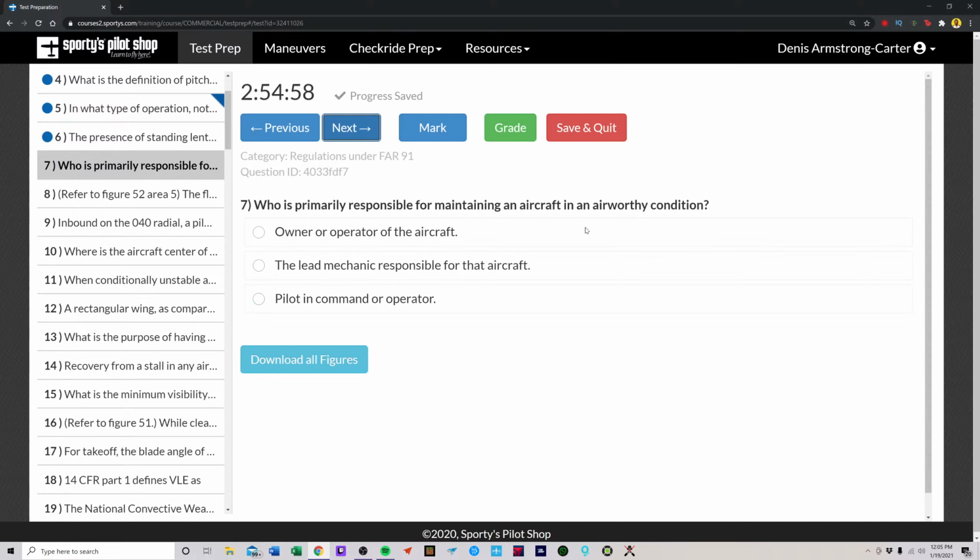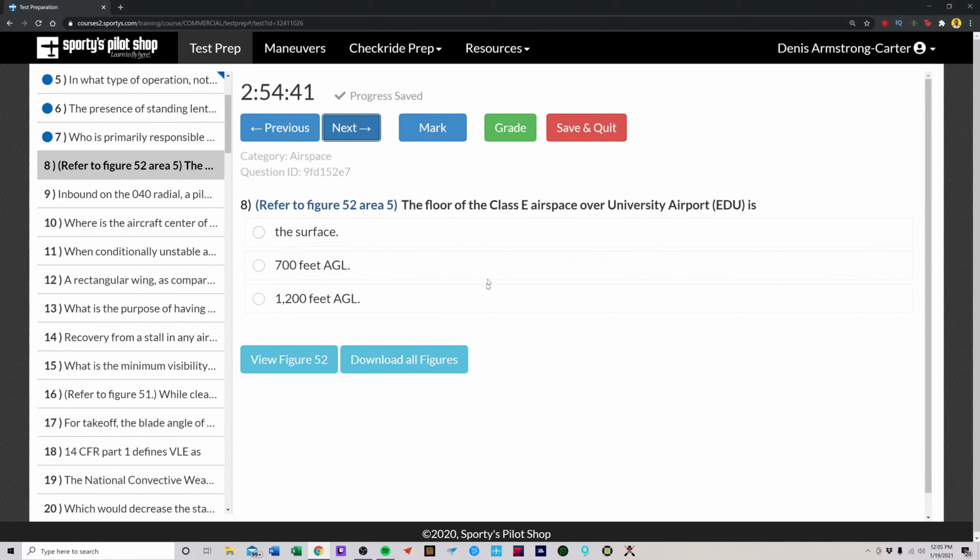Who's primarily responsible for maintaining an aircraft in an airworthy condition? So that would be the owner and operator, because they're responsible to make sure the aircraft's safe to fly.